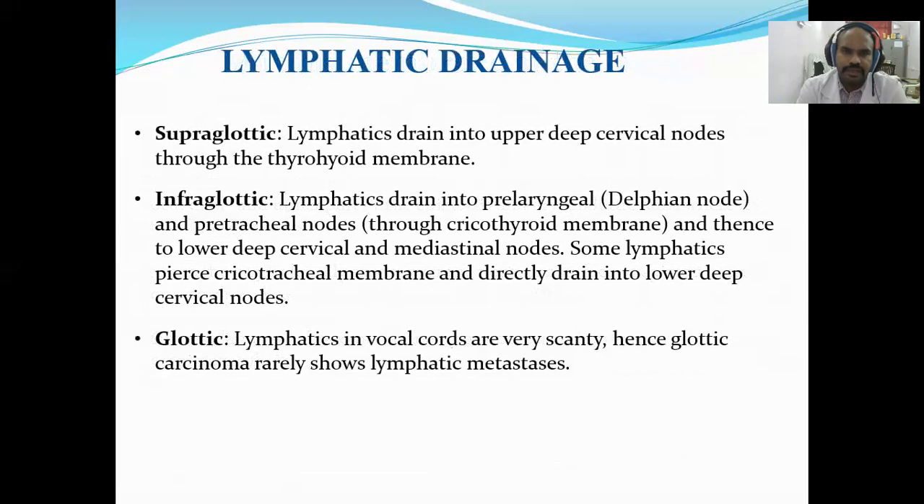Lymphatic drainage: the supraglottic lymphatics drain into the upper deep cervical nodes through the thyrohyoid membrane. The infraglottic region drains into the prelaryngeal, which is the Delphian node, and the pretracheal group of lymph nodes. Lymphatic drainage of the vocal cords is very scanty. Hence, glottic carcinoma rarely shows metastasis.